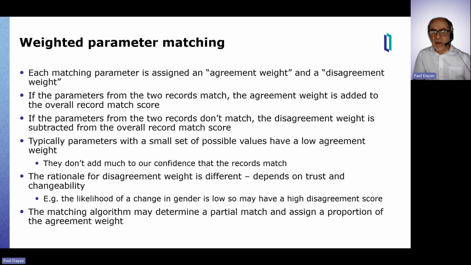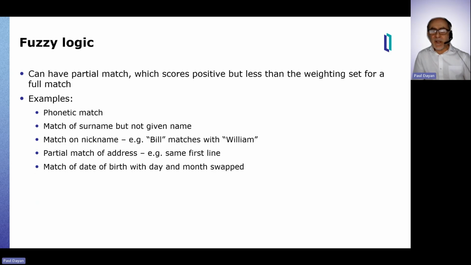Lastly, the matching algorithm may assign a score that is less than the full agreement weight. This could be because Patient Index has detected a partial or uncertain match. Or it can be because the value is more common than the average, so gives less certainty that the two identities are the same. For example, David is a more common name than Benedict, so a match of David as first name may score less than a match of Benedict.